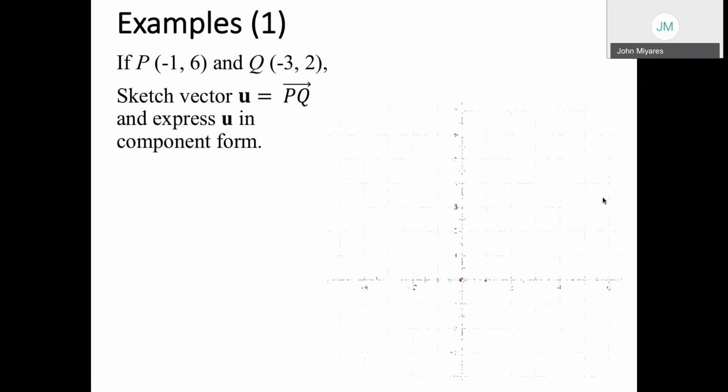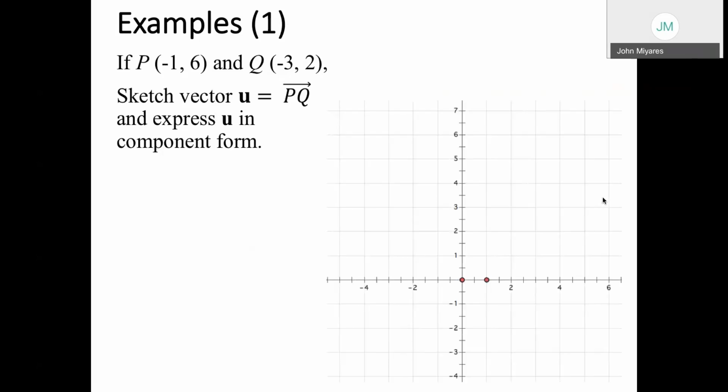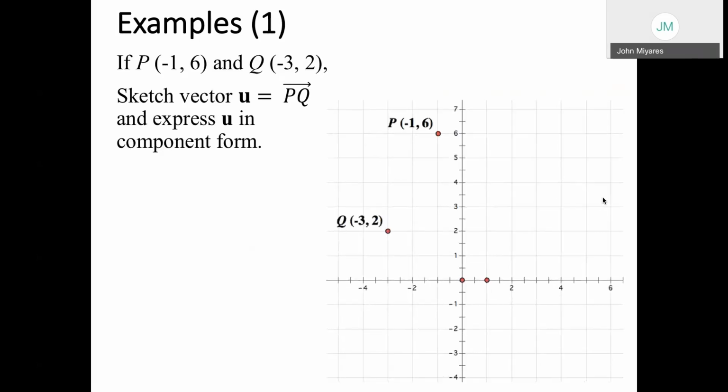So the points to be plotted are both going to be in quadrant 2. Point P is left 1, up 6, and point Q is left 3, up 2. Vector PQ geometrically is going to start at point P and terminate at point Q. As far as component form, to get from point P to point Q, you have to travel left 2 and down 4. So in component form, we would put inside the angle brackets -2, -4.